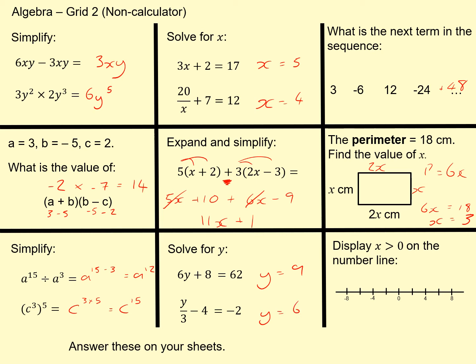And then lastly, display x is greater than 0 on the number line. Okay, so we've got a number line there. We know x is greater than 0, so it's going to be on the right hand side of that 0. So if it's greater than, it's an open dot, meaning that the range can start from there but doesn't include that space. And because we know x is greater than, we just put an arrow in that direction. So x is greater than 0.